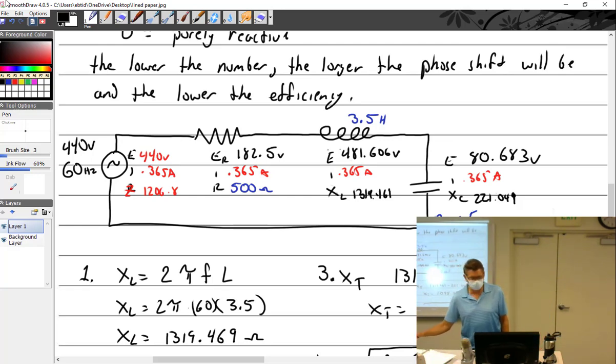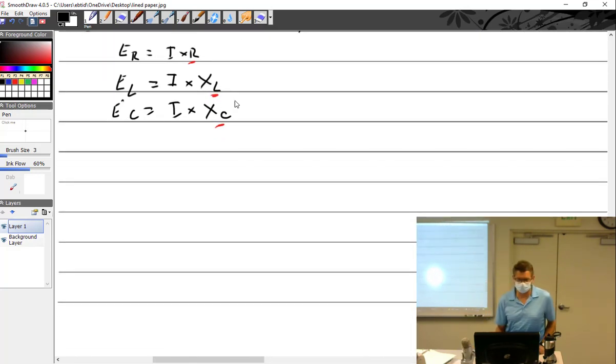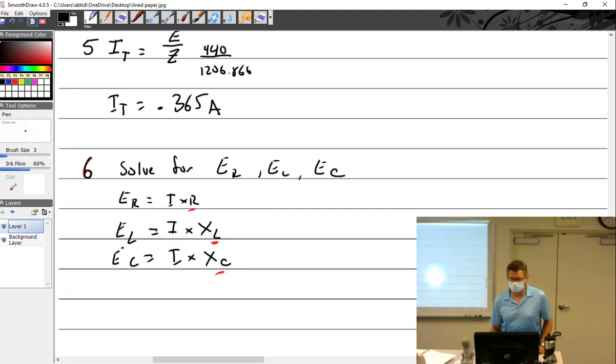So what is next? We're not done yet. By a long shot. Now it's going to start to get fun. All right, what do we want? Number 7. Solve for power. We can put 7 over here on the side. All right, solve for power.